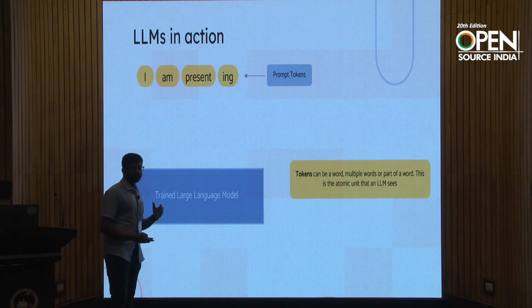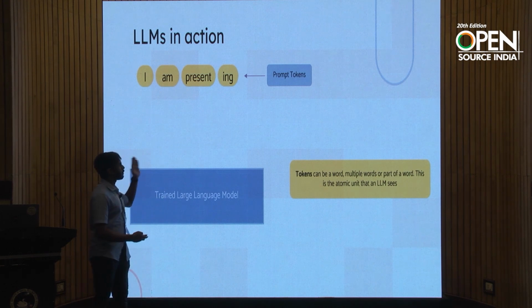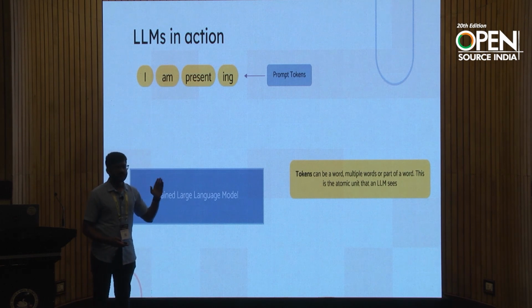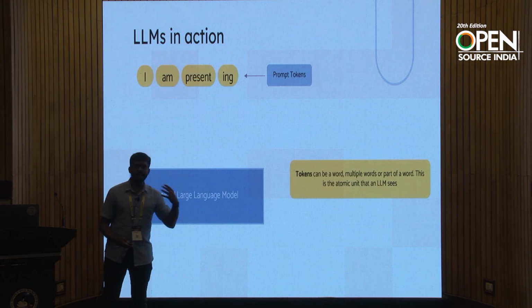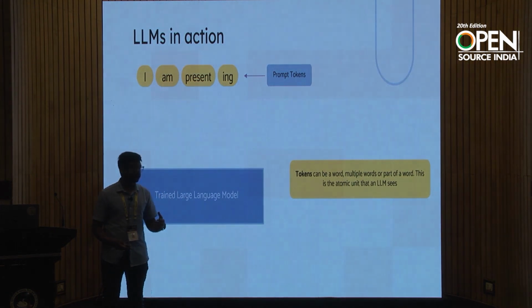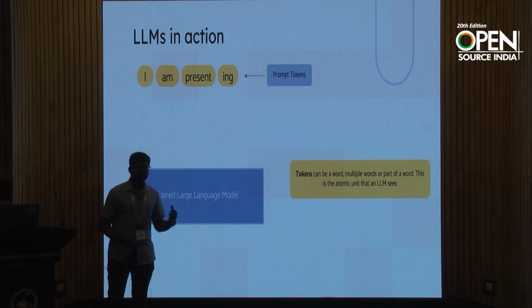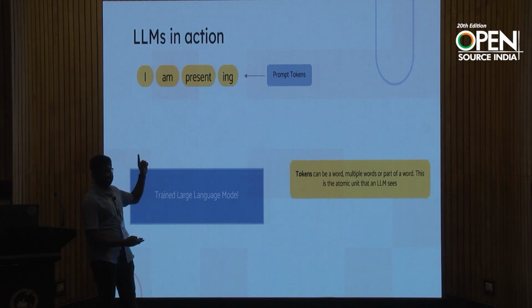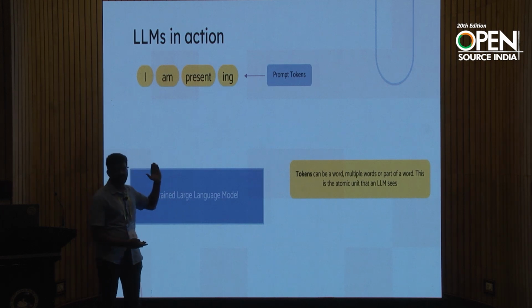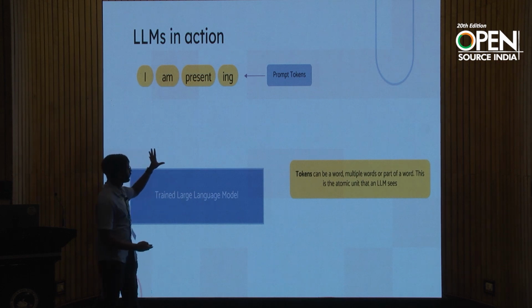So let's say I'm putting in some input, right? I am presenting. This is what is known as a prompt. Any input to a large language model is known as a prompt. You'll note that it's not exactly how I'd enter it, right? It's "I am presenting." Why is that split, right?